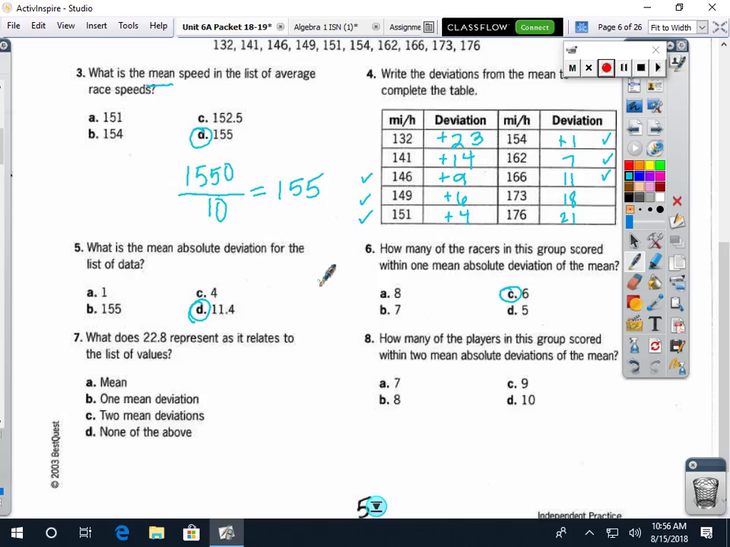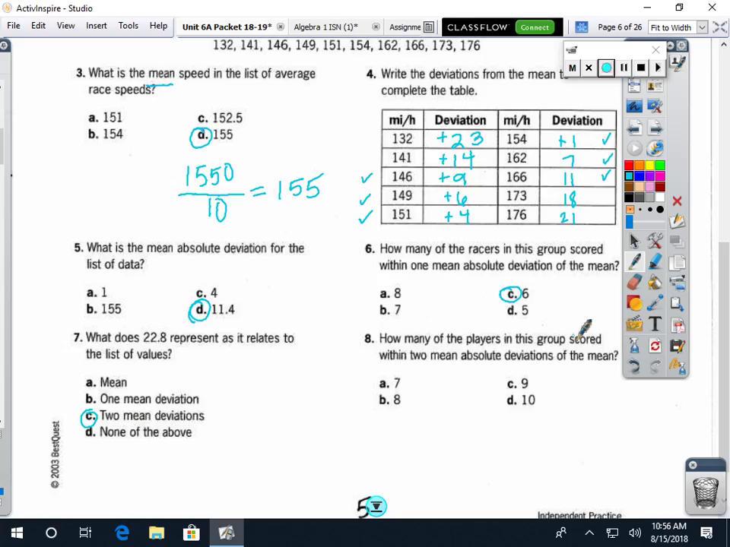Okay, number 7, yes? 11.4 came from adding up these 10 numbers and dividing by 10. Okay? All right, now number 7. What does 22.8 represent as it relates to the list of values? Right, 2 mean deviations. Isn't 22.8 just 11.4 doubled? Well, if 11.4 is 1 mean absolute deviation, then 22.8 would be 2 mean deviations.